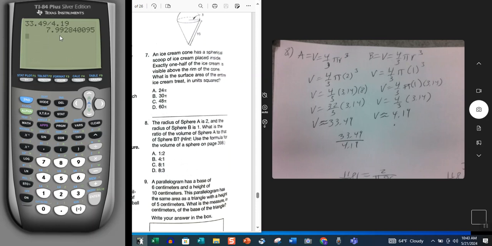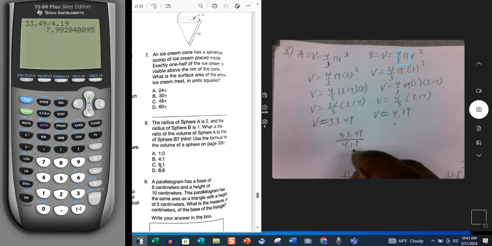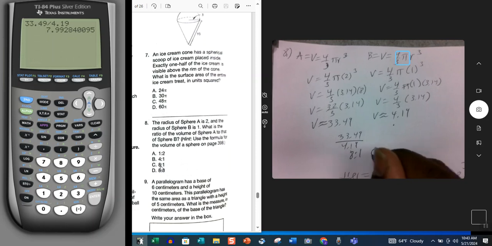Now, if you notice here, this is very close to 8. So when you divide this out, this value is divided by 1. So that would give us C. So it'd be 8 to 1, which would be C.